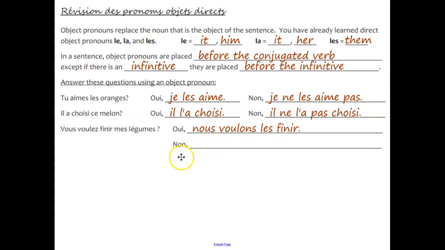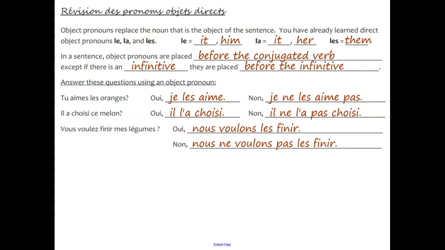Let's say that we don't want to finish somebody else's vegetables. So then the negative is going to be nous ne voulons pas les finir. Ne pas still goes around voulons because that's our conjugated verb. But les, the object pronoun, needs to go in front of our infinitive. Okay, so remember this rule that we had practiced before. Object pronouns go before the conjugated verb, except when there's an infinitive, they go before the infinitive. Okay, so that's what we already know about object pronouns.